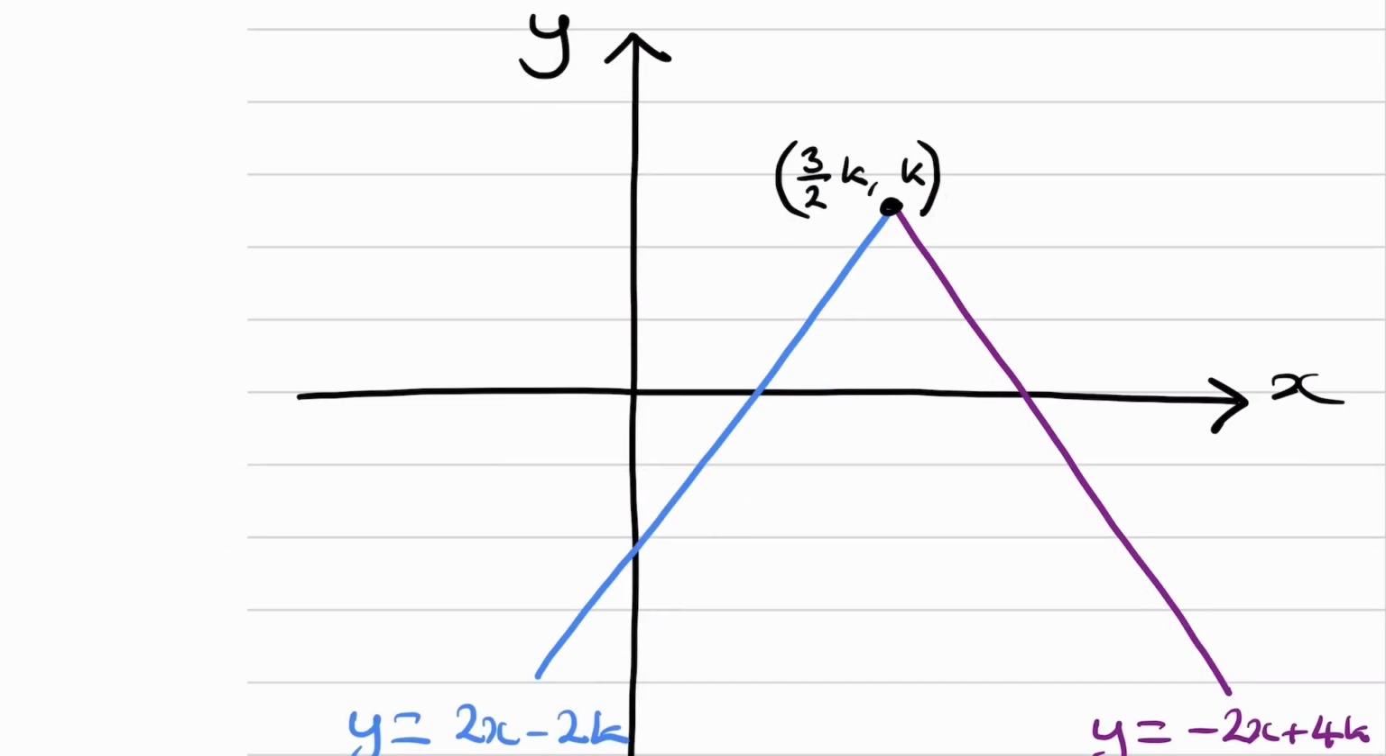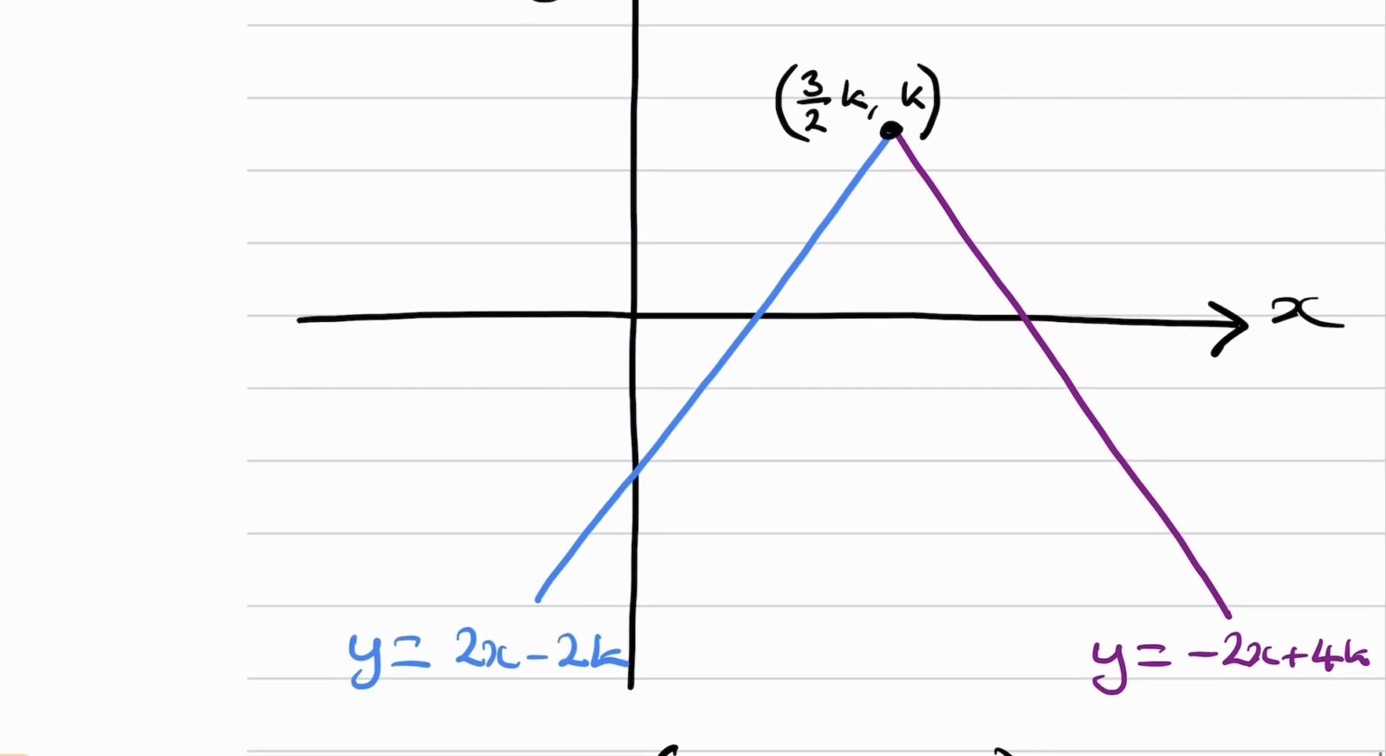So now we want to work out the intercepts of these two lines with the y-axis and the x-axis. So let's start with this point over here. This point we can get from the equation. This is the equation of a straight line, so y is equal to mx plus c. This must therefore be our y-intercept. So this point over here is (0, minus 2k).